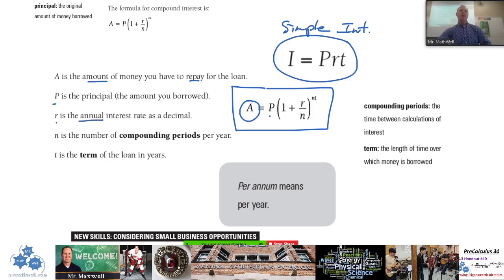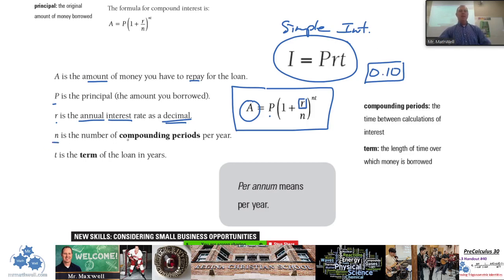R is the annual interest rate as a decimal. That's really important. So again, in my example, it was 10% interest. This is the decimal for 10% interest. You always divide by 100 to get the decimal form, because percent is out of 100. So 10 out of 100 is 0.10.